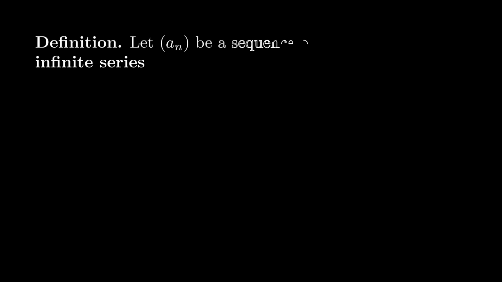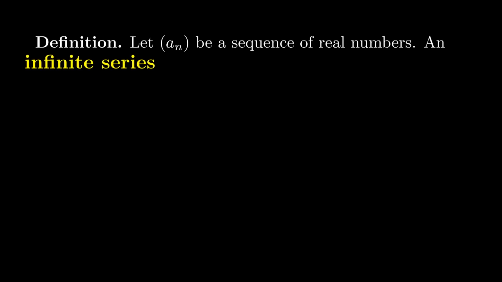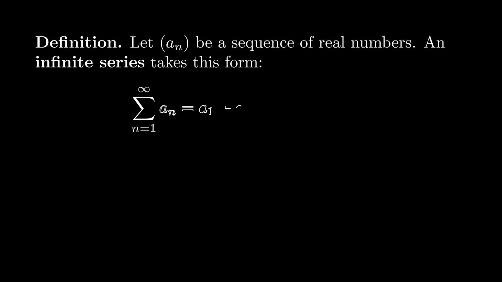In this video, we'll discuss infinite series of real numbers and what it means for an infinite series to converge to a value. Let a sub n be a sequence of real numbers. An infinite series, denoted with this capital sigma, indexed from n equals 1 to infinity of a sub n, is the sum a1 plus a2 plus a3 plus a4, etc.